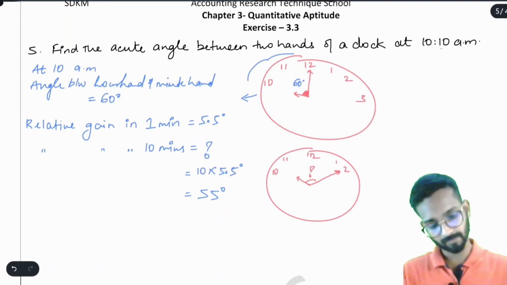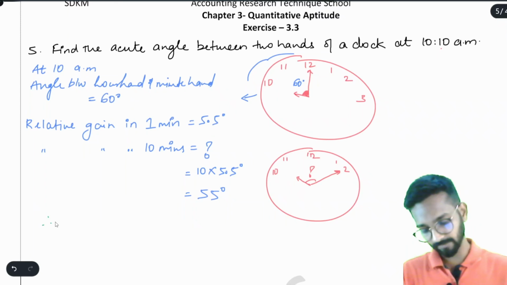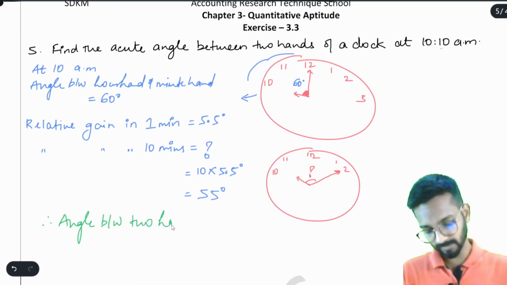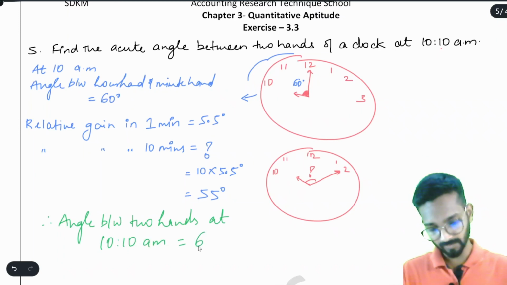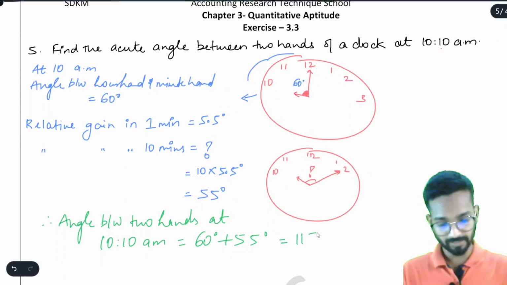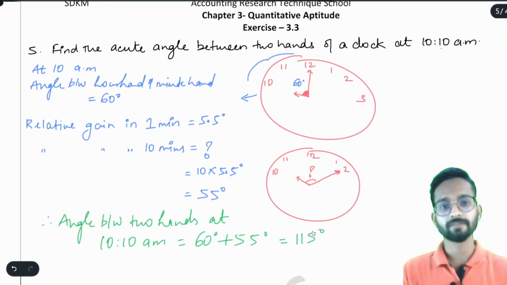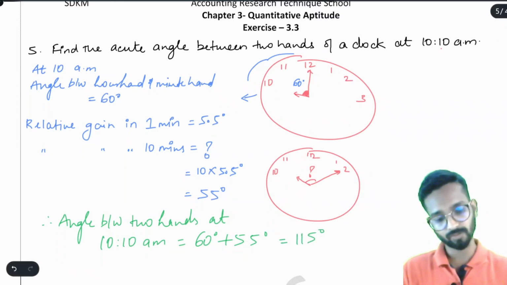Therefore, the angle between the two hands at 10:10 am will be 60 degrees plus 55 degrees, that is 115 degrees. Very simple. Now, moving further to the next question.